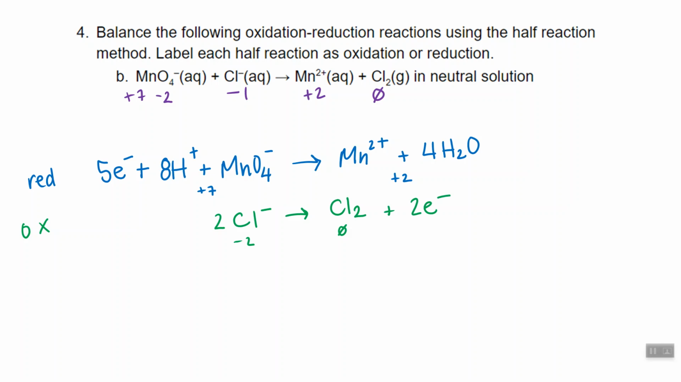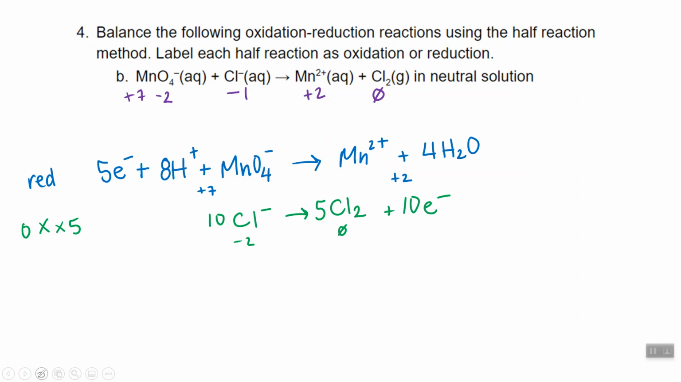So the number of electrons consumed must be the same as the number of electrons that are produced. I've got 5 and 2 here. So what I'm going to do is multiply everything in my top equation by 2, and my bottom equation I'm going to multiply by 5. That way we have 10 electrons on both sides. So I'm going to multiply this guy by 5. So this becomes a 10. This becomes 5. And this becomes 10.